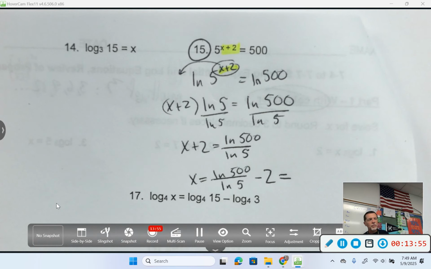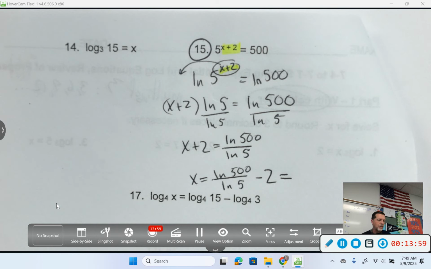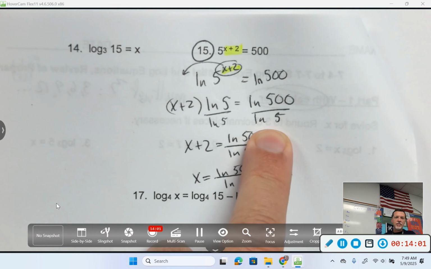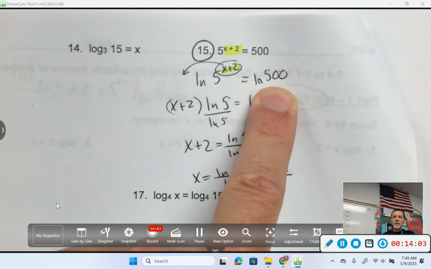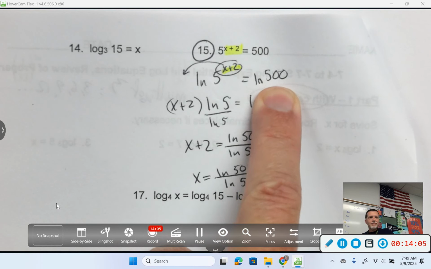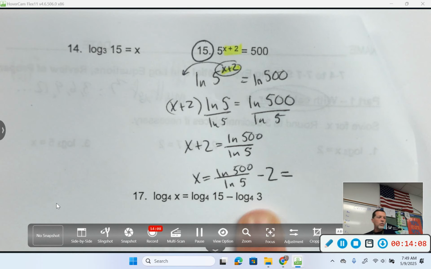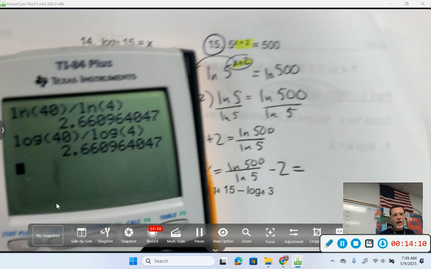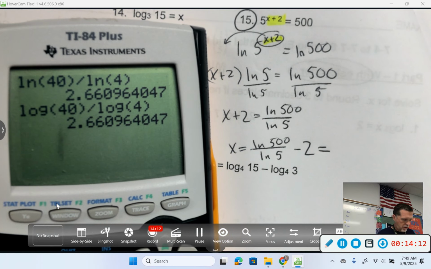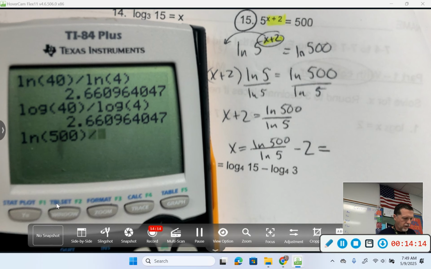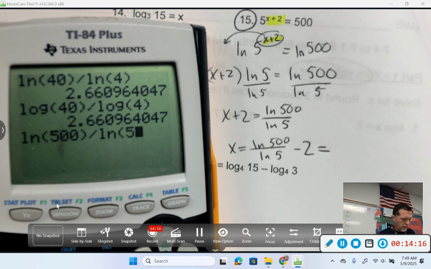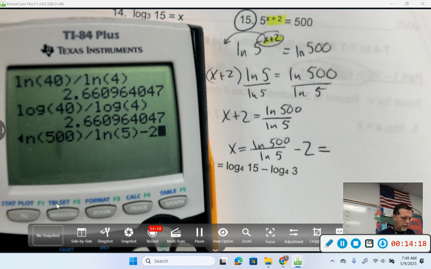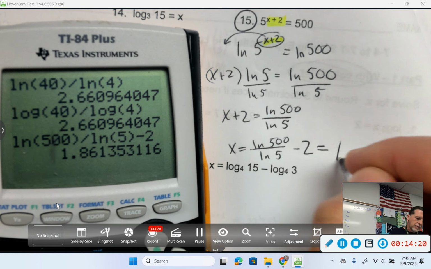These are more good problems where you don't grab the calculator until the end, right? Because I don't really care what natural log of 500 over natural log of 5 is, or natural log 500. Don't put that in the calculator. Wait till you solve for x, then grab the calculator. Natural log 500 divided by natural log 5 minus 2. There's my answer.